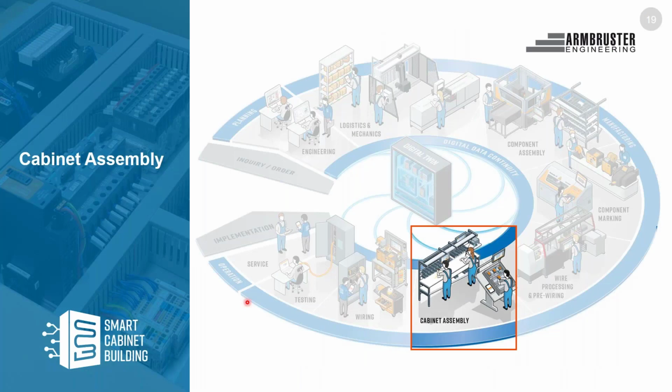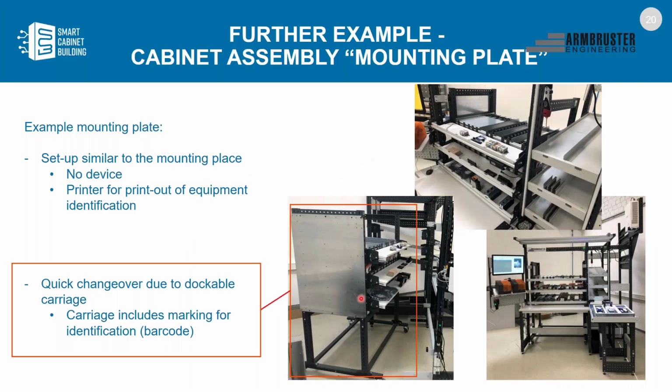So let's have a look at the next use case for us, typically in this initiative, Smart Cabinet Building. This is the cabinet assembly where we build up the mounting plate. And in this case, the workbench again looks pretty similar. As you can see on the right-hand side on the photo, we have also the parts coming from, let's say, from behind or from the front. We have the monitor for the digital working instruction. And again, we have a projecting system on the right-hand side.